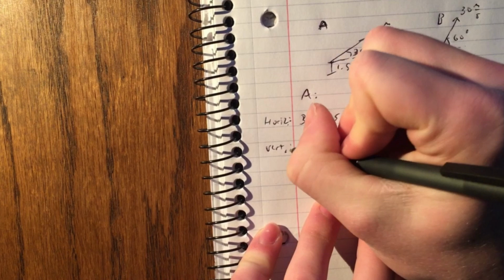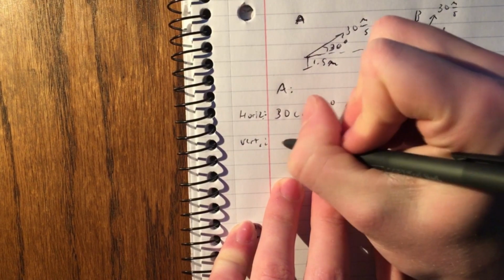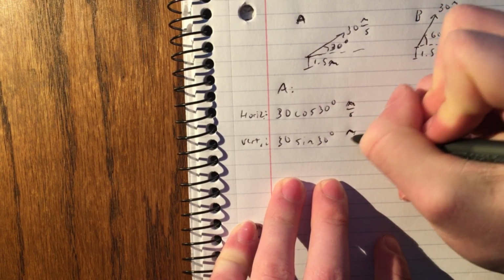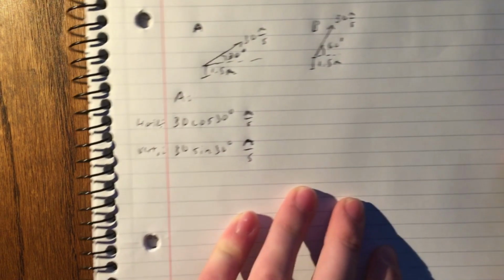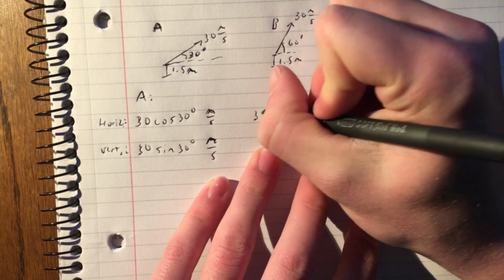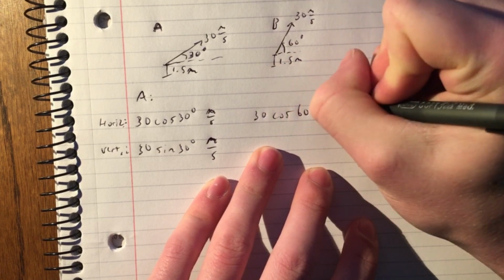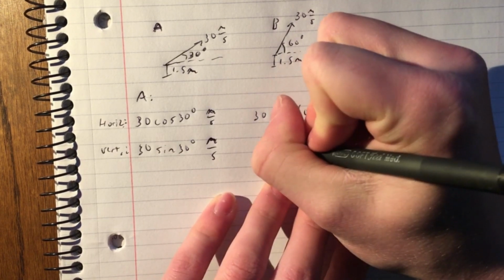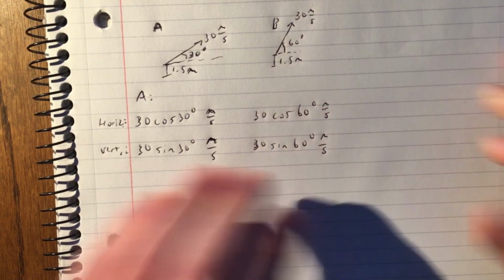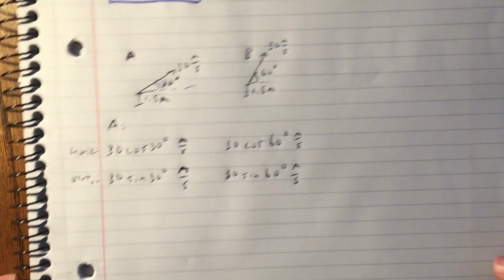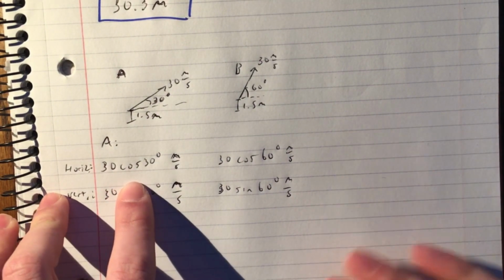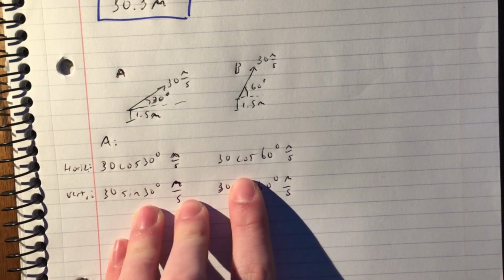And then we'll have a vertical velocity of 30 times sine 30 degrees meters per second. And then for B, it's going to be the same: 30 cosine 60 degrees meters a second, 30 sine 60 degrees meters a second. And so if you remember trigonometry, you know that we can just find simplified versions of these.